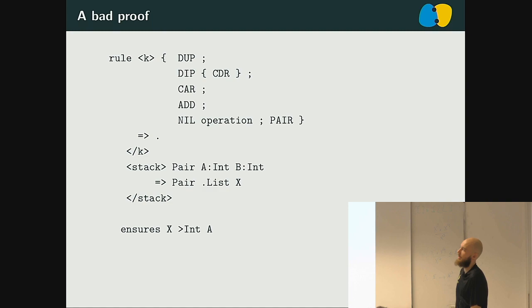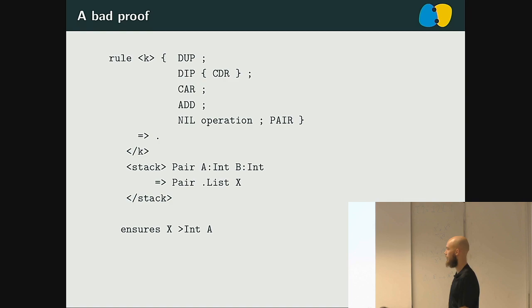If you for some reason believe that these are nats instead of ints, or that Michelson only works on natural numbers, in K we do that. We always use representatives bigger than zero. So this would be a reasonable property to state. We have the same program, but now I say, when the program terminates, one thing we will know for sure is that whatever X is here, it's going to be larger than A. Obviously, that's false.